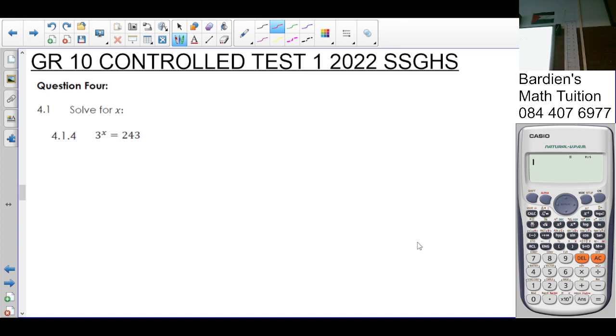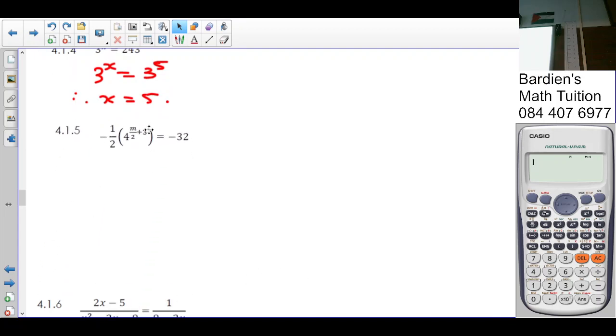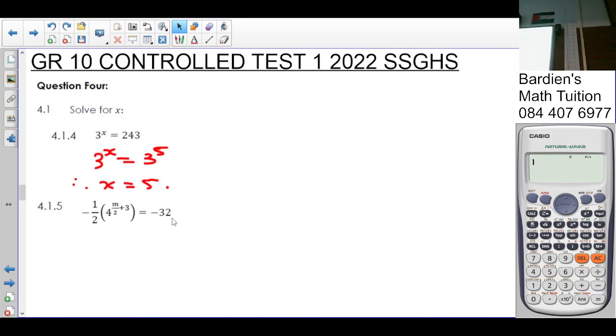243 can be written as 3 to the exponent 5. This is your exponential equation. The aim here is to get the bases the same for the exponents to be equal. So therefore, x equal to 5. The next one. Now the exponential equation. Remember, for exponential equations, we try and get our bases the same for exponents to be equal.